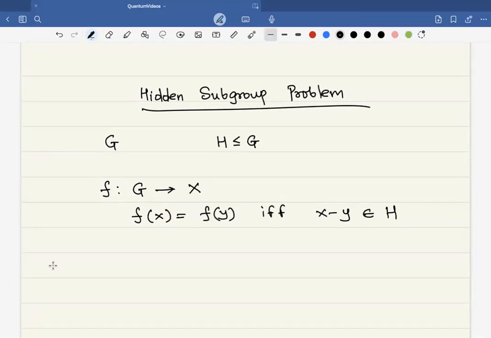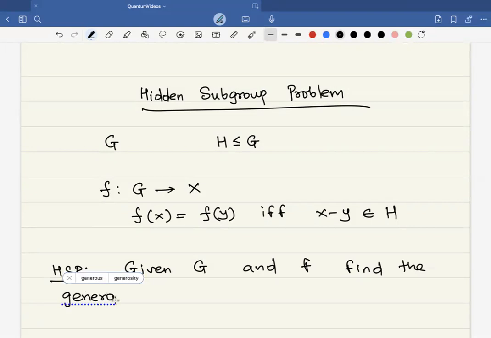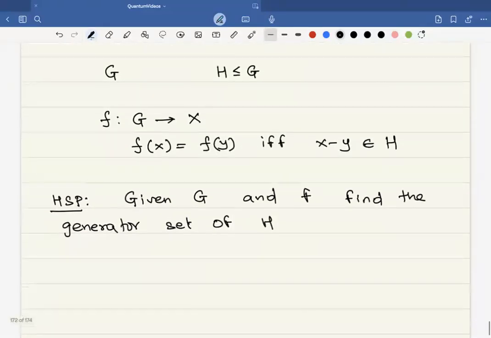And our goal, so the hidden subgroup problem is the following. Given G and f with such a property, find the generator or the generator set of H. And we want to do that with the minimal number of queries to f. Now let's look at a few problems that can be reframed as the hidden subgroup problem.